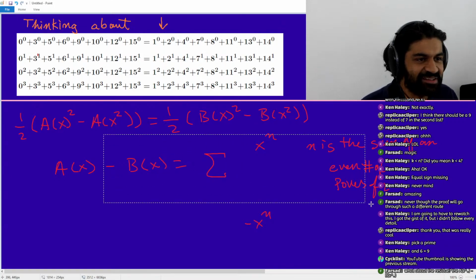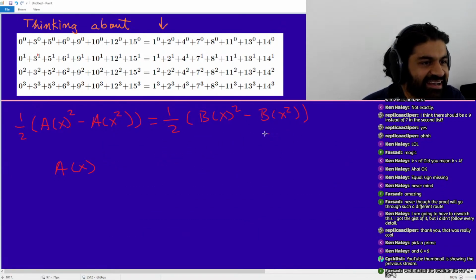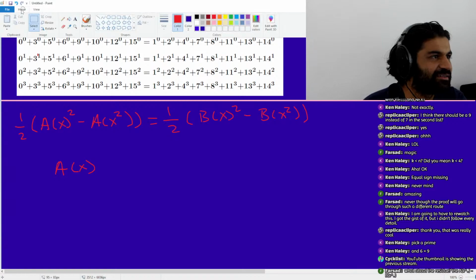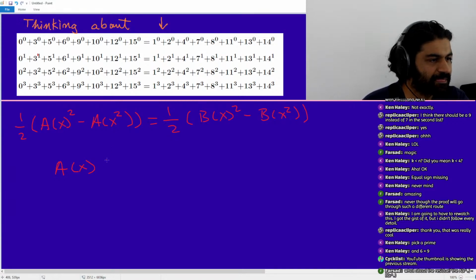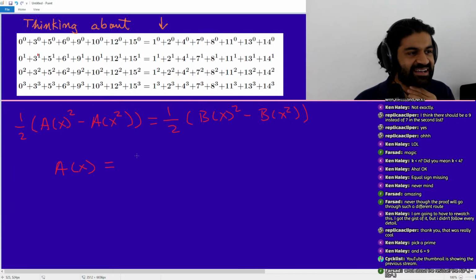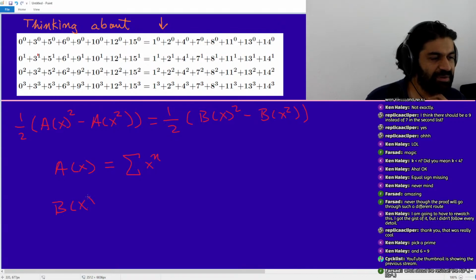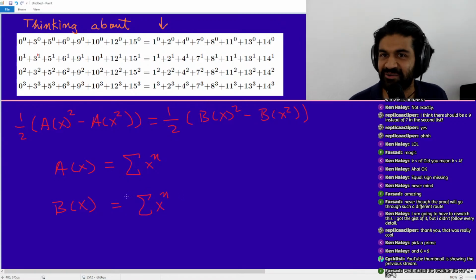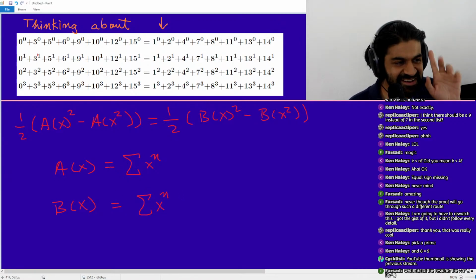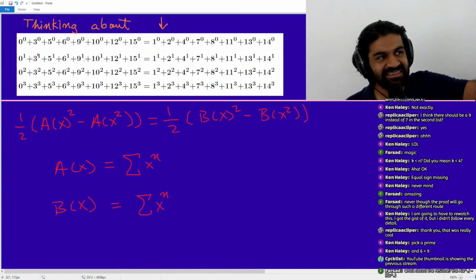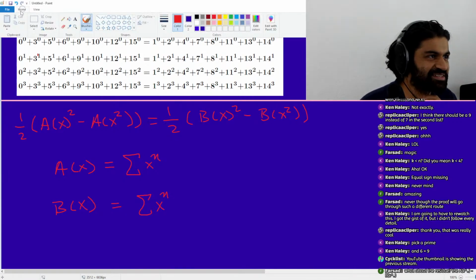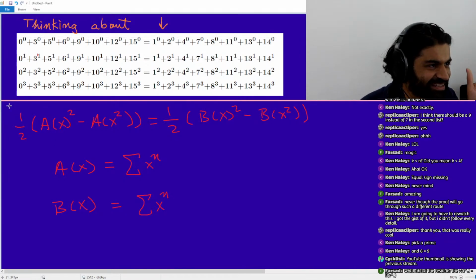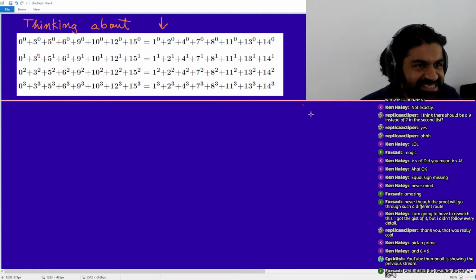Remember, AX will have all the positives and BX will have all the negatives. So this is in fact telling me that AX is the generating function, the sum of x to the n when n is the sum of an even number of powers of 2, and BX is the sum of x to the n whenever n is the sum of an odd number of powers of 2. Okay? But now I want you to re-examine the Morse sequence from the start. I'll leave this to you as an exercise, but it is indeed a fact.